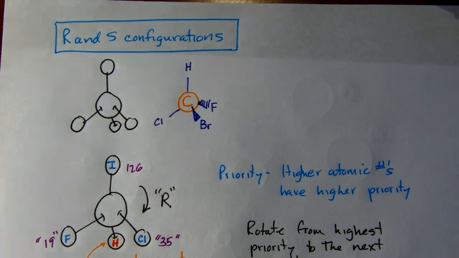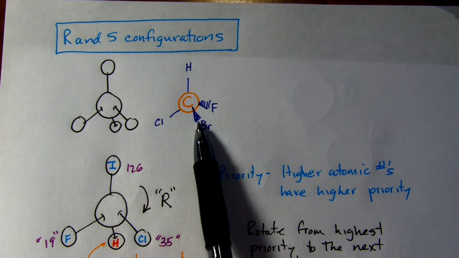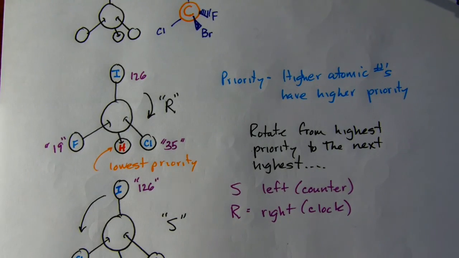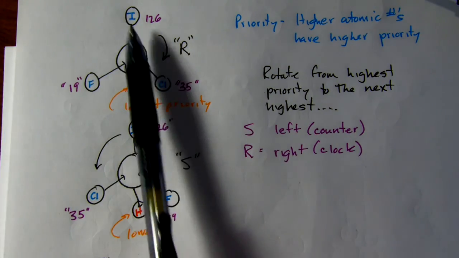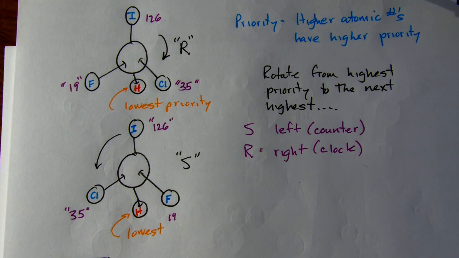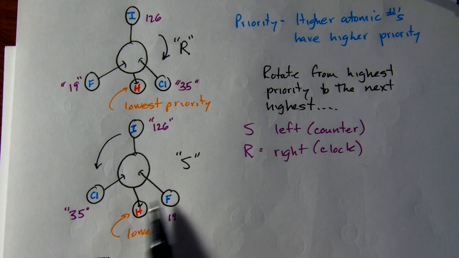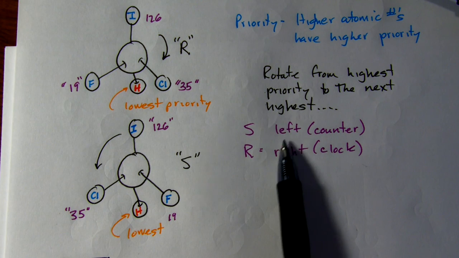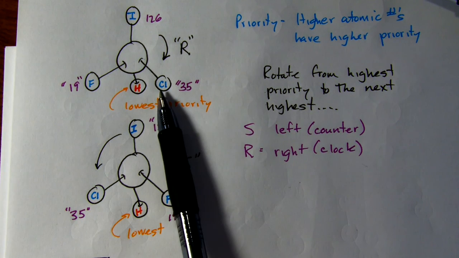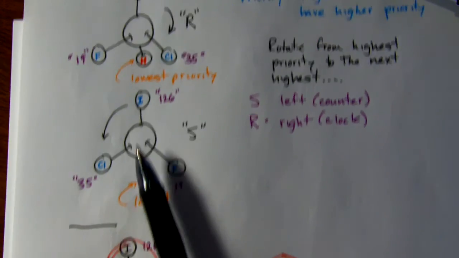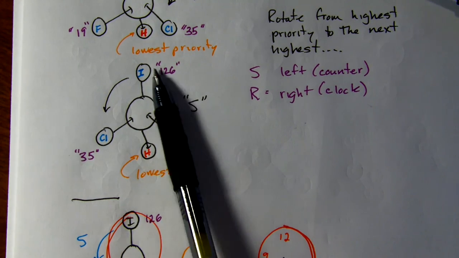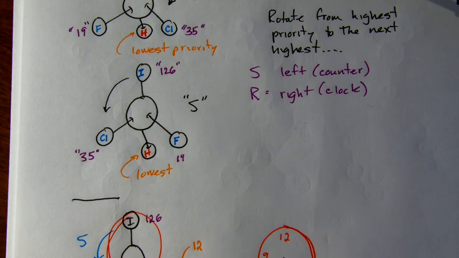Let's make sure we know that you can use the 3D model or the wedge and dash. Okay. The general idea is that you use atomic numbers for the first connectivity to the central atom. Okay. And so this was a pretty simple example. If the rotation goes from the highest to the next highest in the clockwise direction, we call that the R designation. But if we go this way, 126 to 35 here, right, then that becomes an S designation.